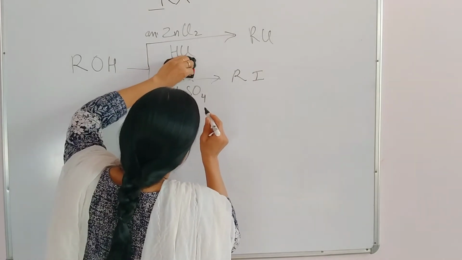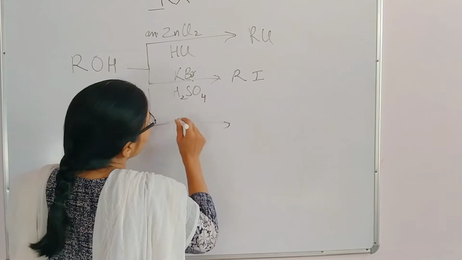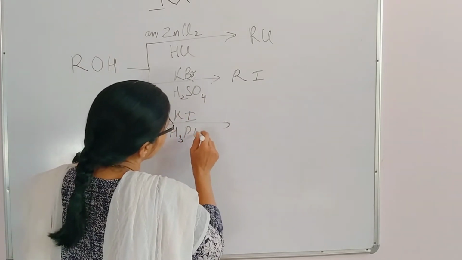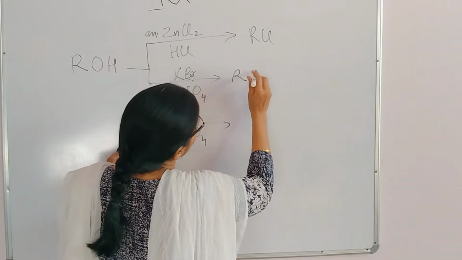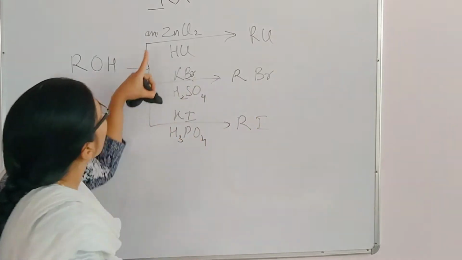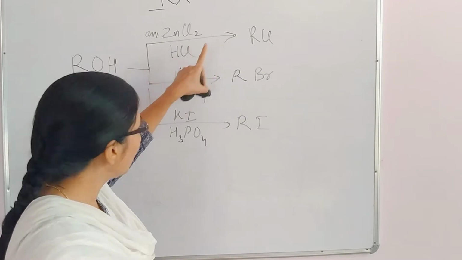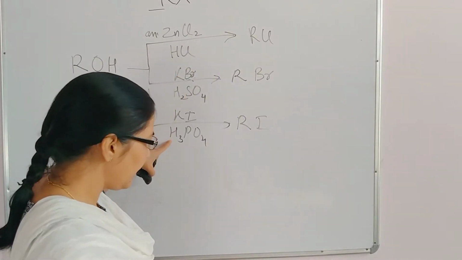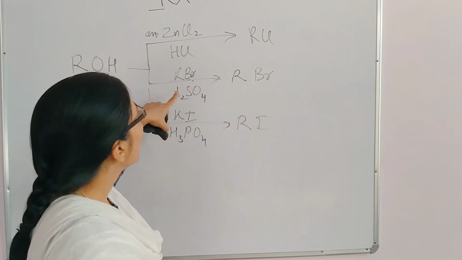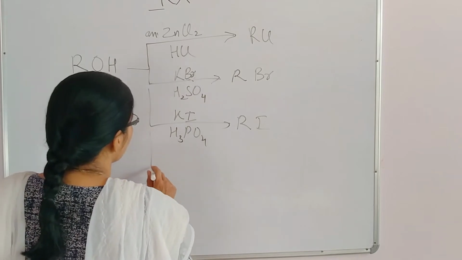This is about RBr, means KBr and concentrated H2SO4. Here KI and H3PO4. Don't be confused. Here anhydrous ZnCl2 and HCl, there will be formation of RCl. Then KI plus H3PO4, there will be formation of RI. Then H2SO4 in the presence of KBr, there will be formation of RBr.